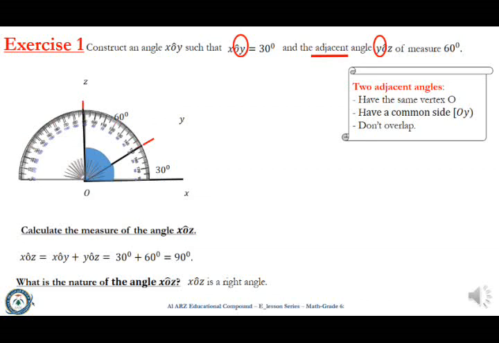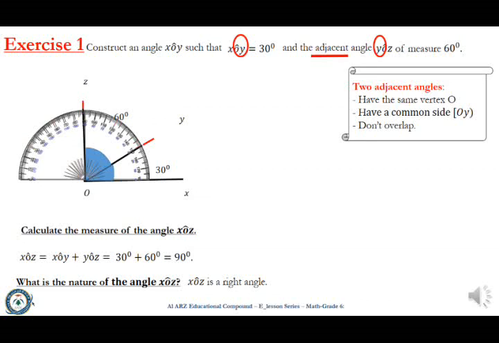Let us work step by step. Let's start with the first angle XOY. It is an acute angle. Mark the vertex O and draw the side OX. Now measure 30 degrees with the protractor. Join this point with O. Now you have the other side OY of this angle.